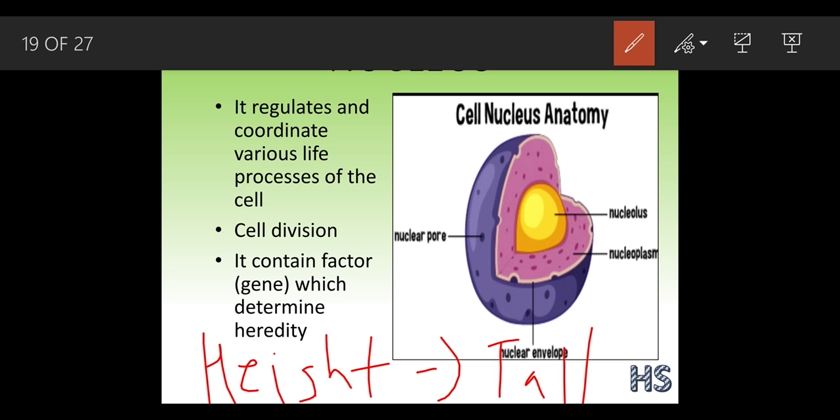So this is all about the nucleus. In humans there are 46 chromosomes present inside the nucleus. We are going to learn these in detail in further classes.